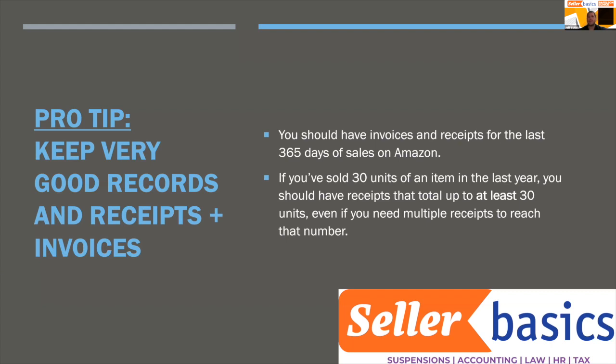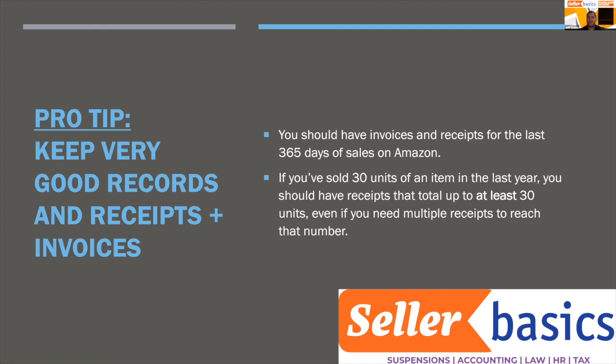A lot of sellers don't know what that means because it's confusing language, but basically, simply put, you look 365 days back from today. So assuming today is January 1st, you're going to go back a year to January 1st of 2019 to 2020. So that's 1 year. Assuming you're going to look at that time period, you're going to say, how many units of this ASIN did I sell? And if the answer is that you sold 30 units, then you should have receipts that total up to at least 30 units purchased during that time frame.